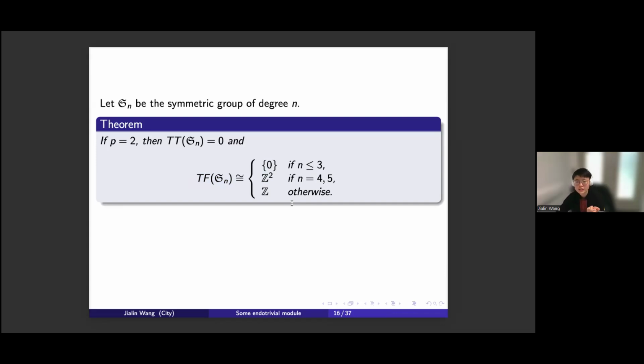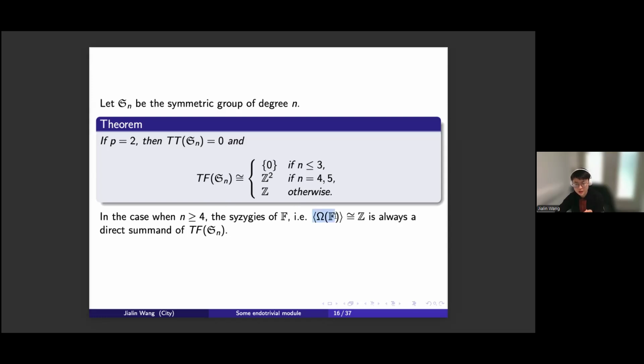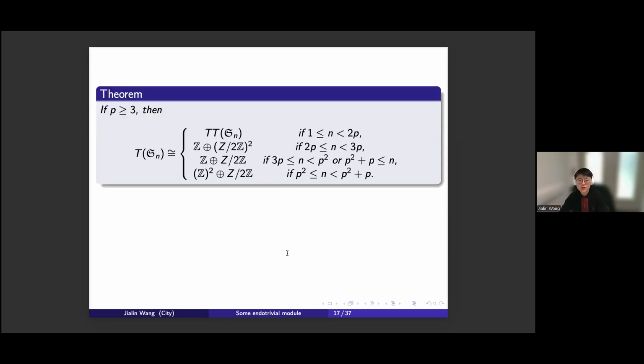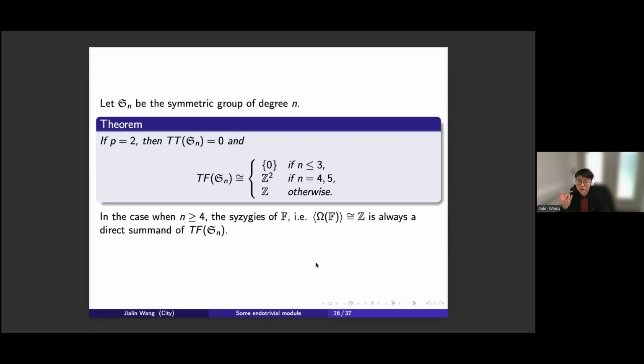Notice that when n is at least 4, you get at least one summand of Z coming in. This is generated by the syzygy of F. So the syzygy of F always generates a summand Z in this case when n is at least 4. And when n is 4 or 5, you get another copy of Z coming out. So it means that in this case, you have another endotrivial module which doesn't lie in the syzygy of F, and it generates another copy of Z.